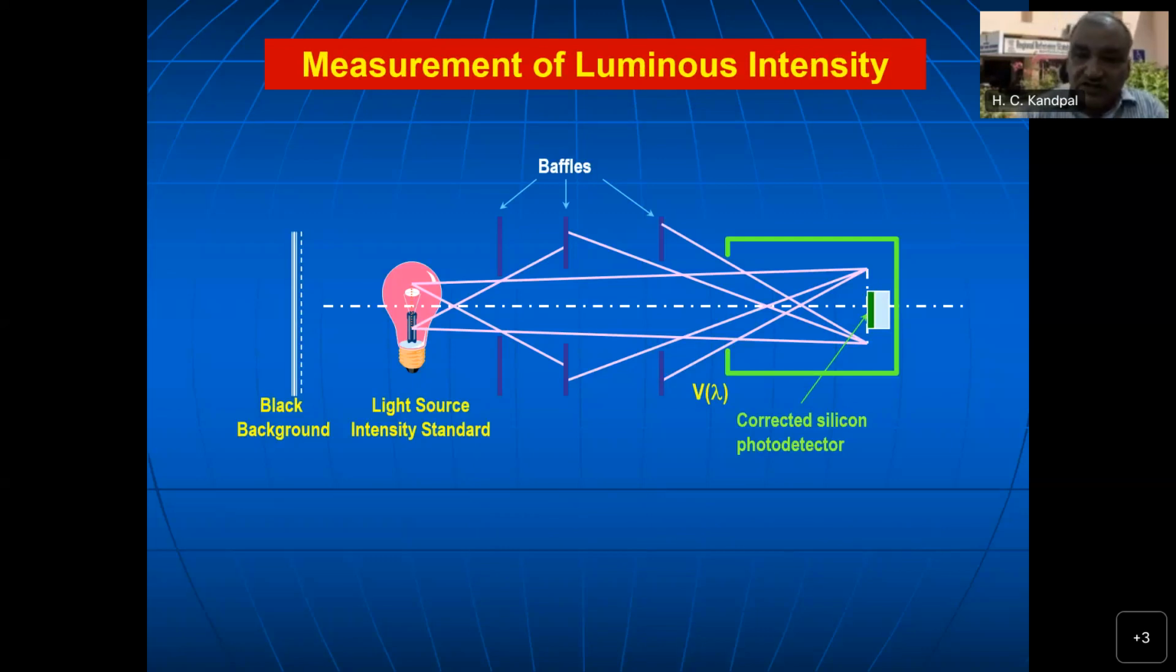If you have this corrected photodetector, we can measure EV, as I told you, or illuminance, and with the help of the length standard being very precise, to one part in 10 to the power 15 today, or in India one part in 10 to the power 12 or something like that. This length R can be measured that precisely, and we know that we have this V lambda corrected detector, and we can convert that into electricity.